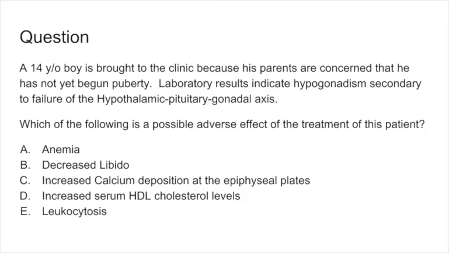So, quick question. 14-year-old boy brought to the clinic because his parents are concerned that he has not yet begun puberty. Laboratory results indicate hypogonadism secondary to failure of the HPA axis. Which of the following is a possible adverse effect of the treatment of this patient? Anemia, decreased libido, increased calcium deposition at the epiphyseal plates, increased serum HDL, or leukocytosis. You've really got to know your stuff, and that's sort of why we picked this question. It's sort of like a trick question in a way.